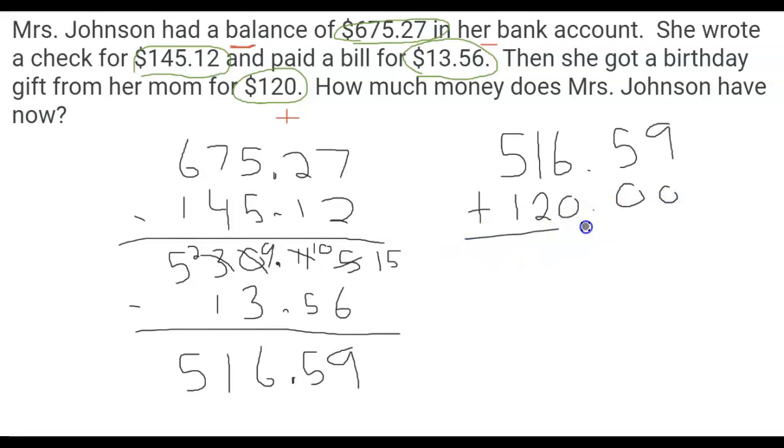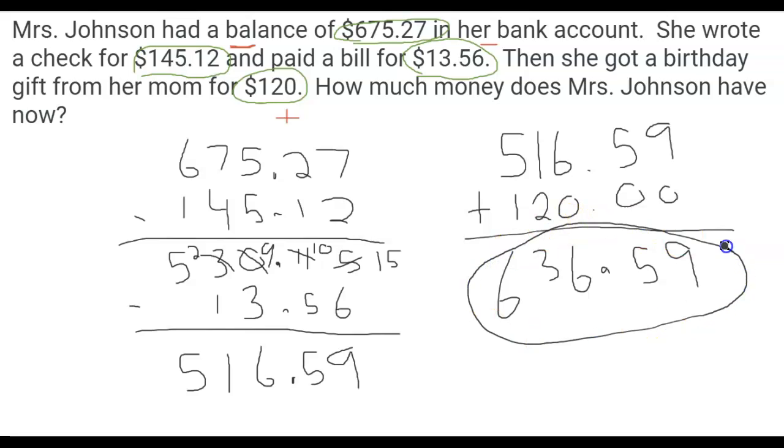Okay, so let's add this up. 9 plus 0 is 9. 5 plus 0 is 5. Pop down the decimal point. 6 plus 0 is 6. 1 plus 2 is 3. 5 plus 1 is 6. So, ooh, that's an interesting 6. So after all those checks and bills she paid, and after the gift she got from her mom, she's got $636.59 left. Okay, let's try another one.